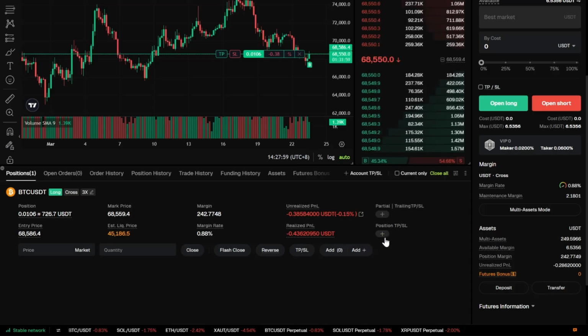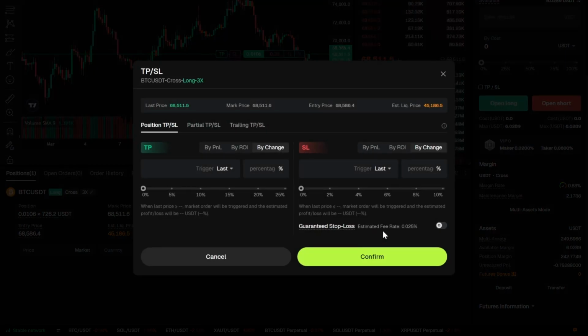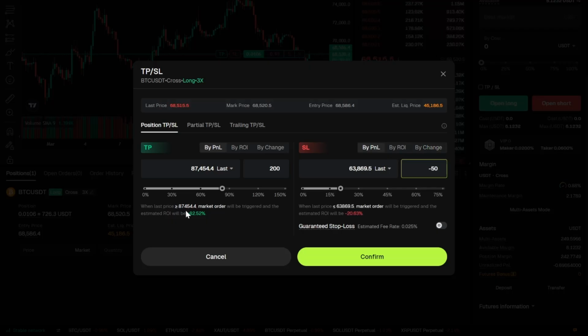Over here, we see position TP and SL and partial TP and SL. Clicking on position TP and SL, this is if we want to fully exit our trade. We again could just choose how we want to set our TP and SL. I'm happy with a $200 profit, and I don't want to lose more than $50. And again, we can see the price Bitcoin would be at, the ROI, and on the other side as well.